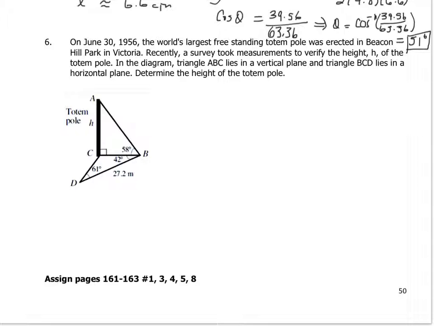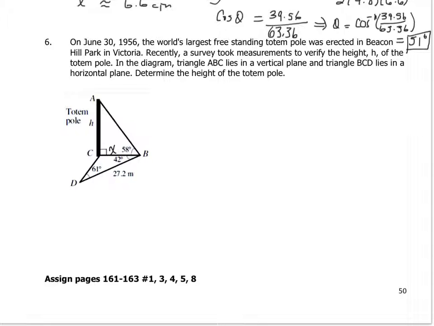In the diagram, triangle ABC lies on a vertical plane, so therefore you've got AC perpendicular to CB in the diagram there, and triangle BCD lies on the horizontal plane, so that's kind of on the ground. So determine the height of the totem pole. So again, if you try to use the right triangle ACB, you don't have enough information in it. You only got one angle. So it would be helpful to probably find this side CB here using the triangle that's on the ground, DCB.